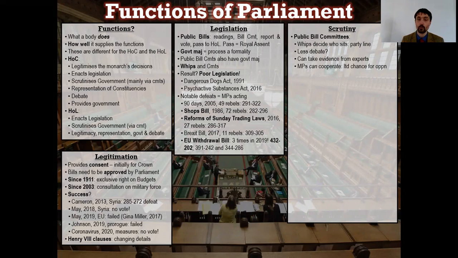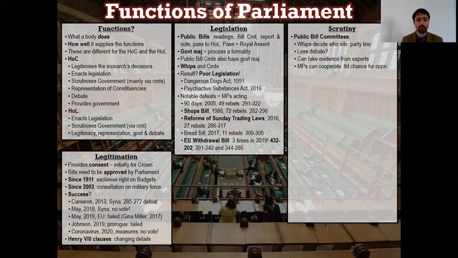Again, the Shops Bill of 1986 was about Sunday opening hours. Margaret Thatcher wanted to increase Sunday opening hours to match those of other days. She faced 72 rebels within her own party, meaning that even though she had a majority of 140 seats, she lost the vote 282 to 296, meaning that it was not passed. It was a government defeat.